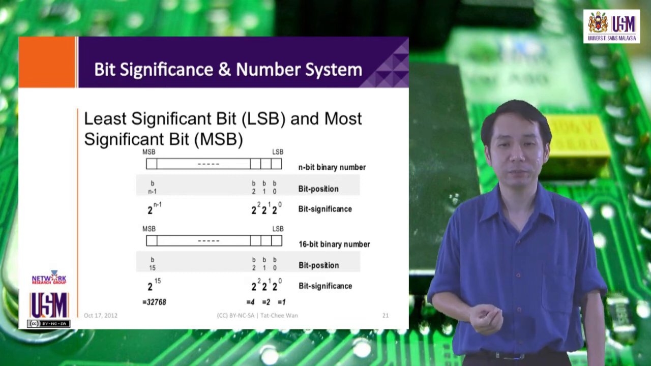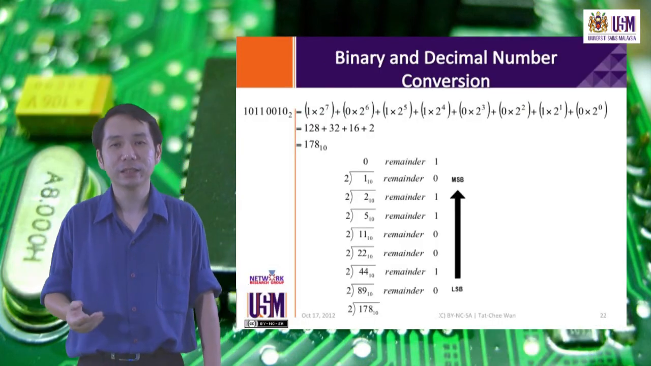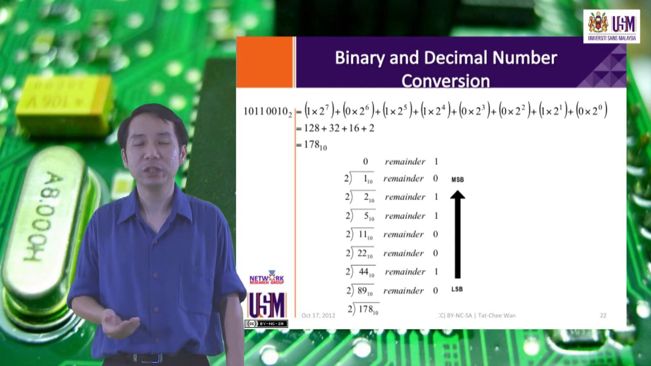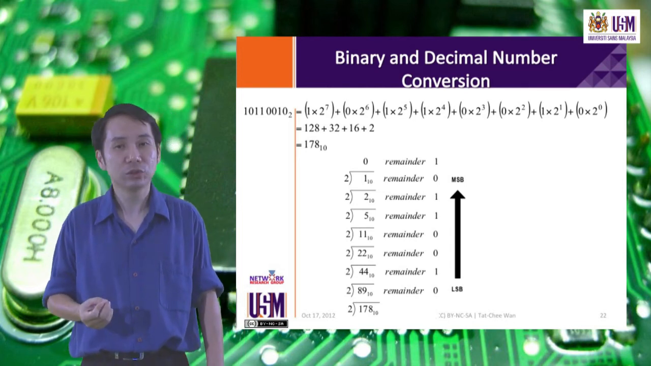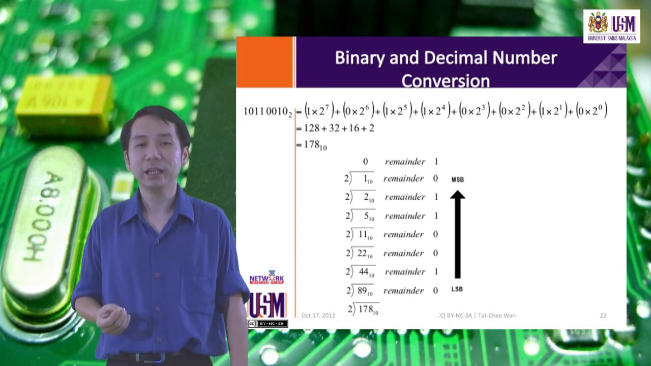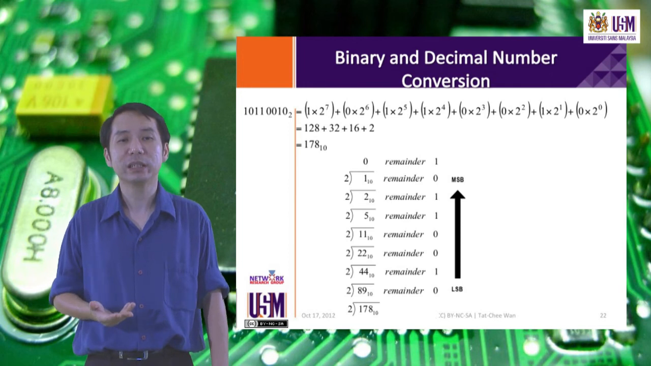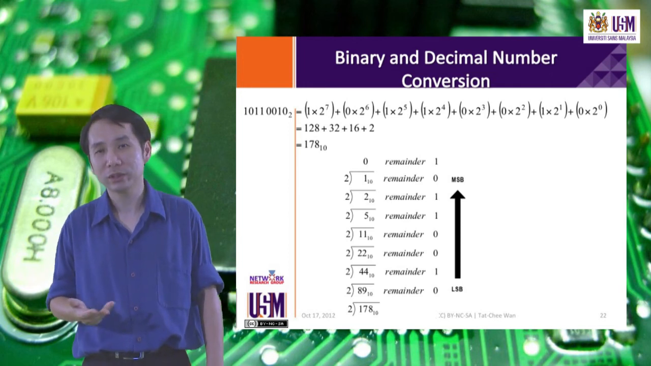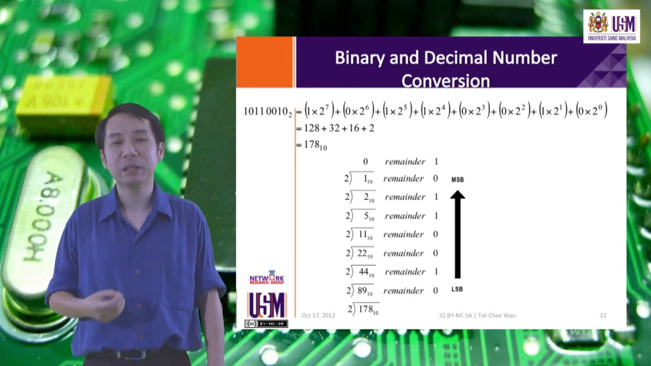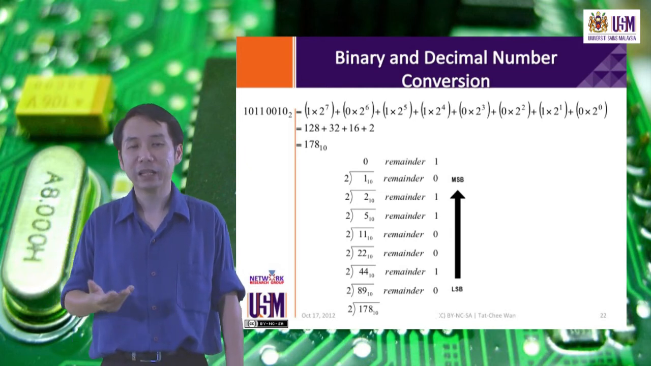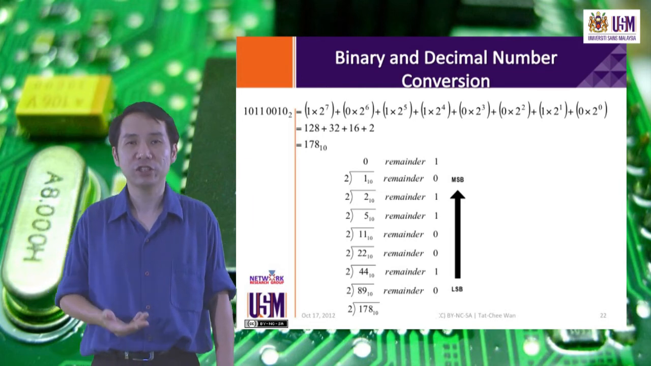If you are not familiar with binary numbers, this is a simple way to convert between decimal numbers, which is what we use every day, to binary. Given a binary number such as 10110010, also known as a base 2 number, we can convert it to a decimal number by multiplying each of the binary digit values by the bit significance of that digit.